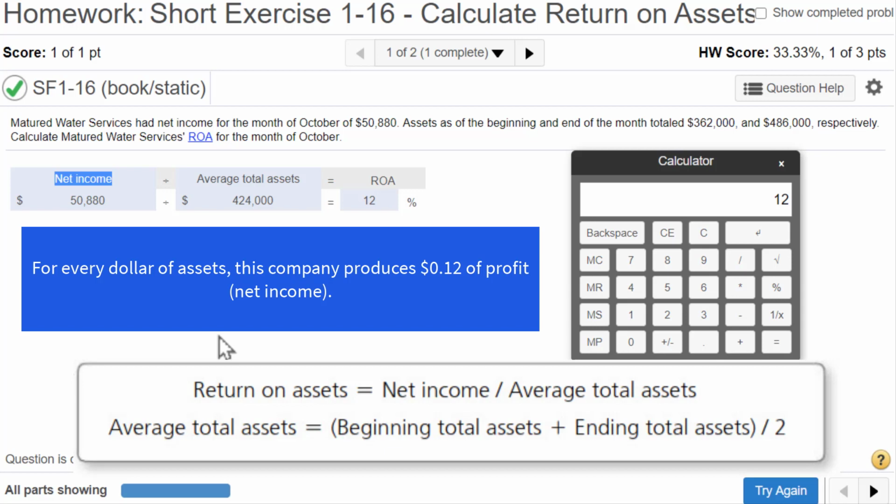Is that good or bad? Well, it depends. It all depends on the industry that the company is in. So you would have to compare this company's return on assets versus other companies' return on assets in the same industry, because different industries have different levels of assets and different levels of profitability.